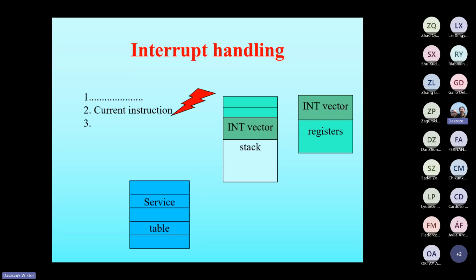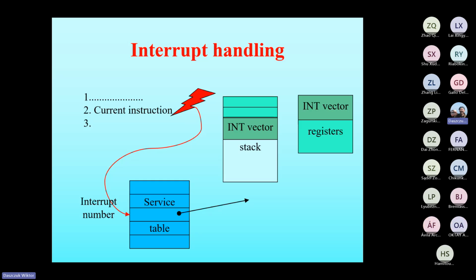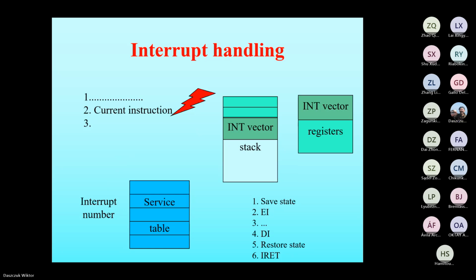Here, in a fixed position in memory, is the service table. Every level of interrupt has an entry in this table. So the interrupt number is the index in this table, and we make a jump to the location given by the entry in this table. If it's interrupt number 2, we take cell number 2 from this table. Here is the interrupt handler, and let's look at what it does.